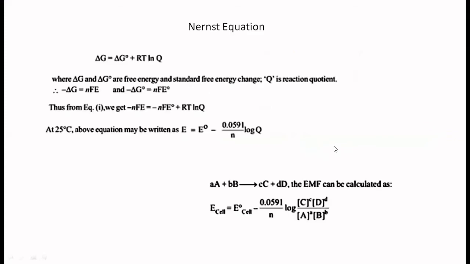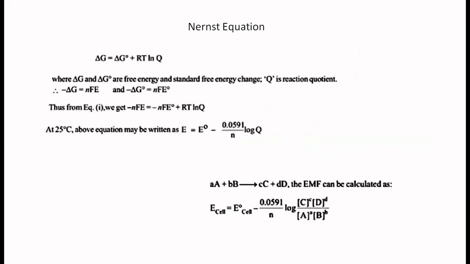Okay. Then, it's not very easy to maintain standard conditions all the time. What if the electrode is not under standard conditions? Then you cannot use the standard hydrogen electrode. So for that, what we have is the Nernst equation. It is a mathematical way of deriving this.